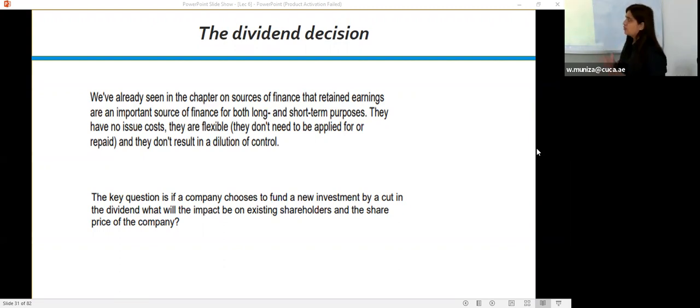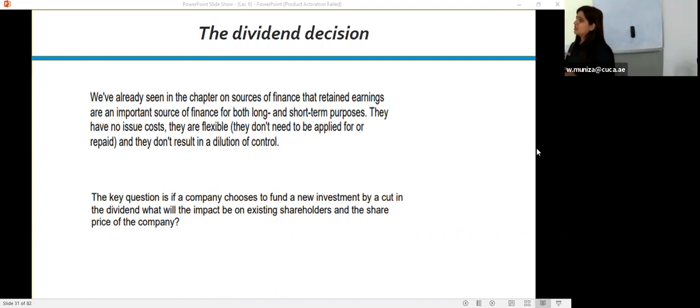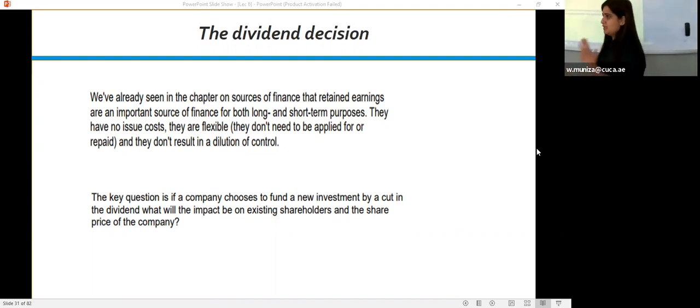So they have no issue costs. They are flexible, they don't need to be applied for or repaid, and they don't result in the dilution of control. So there are many advantages of using retained earnings in the operations, but we still need to see whether shareholders would be interested in this or not. Because if the shareholders are not interested, the share price of the company is going to be lower. It is going to affect the company adversely.